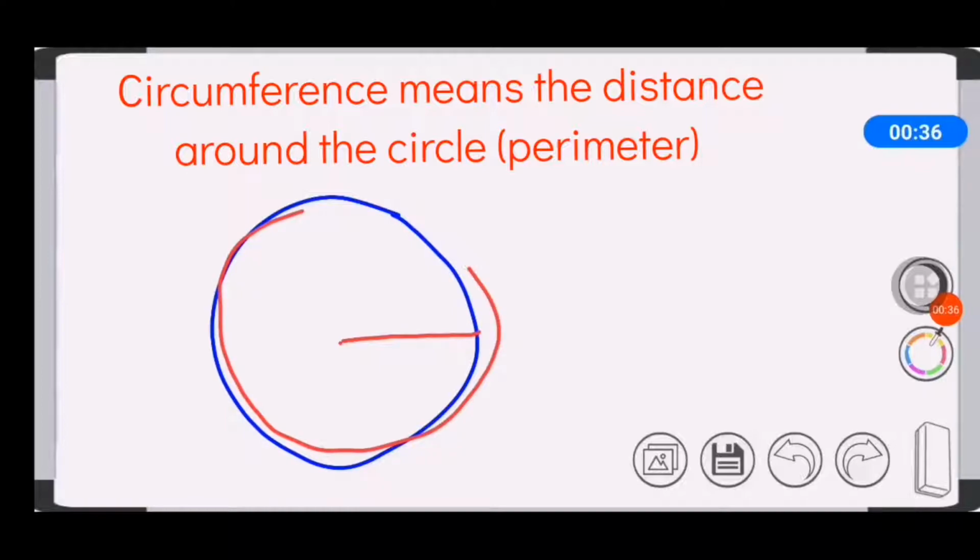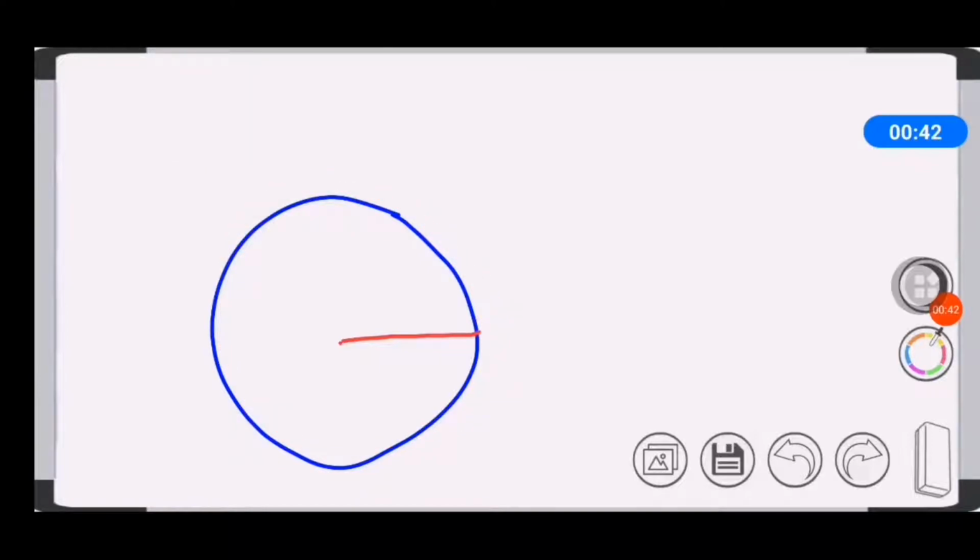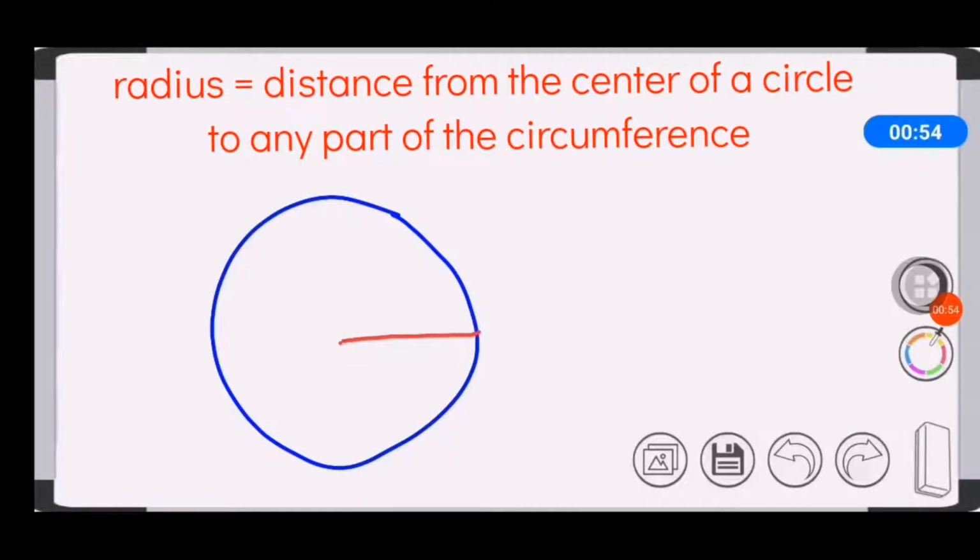the distance around the circle, if you move around the circle, we have what we call the circumference of the circle. Okay, now from the center to any part, it can be any of the parts we have here, but it should be from the center. So from the center to any part of the circle is called the radius of the circle. If it is plural or two of them, we have the radii.